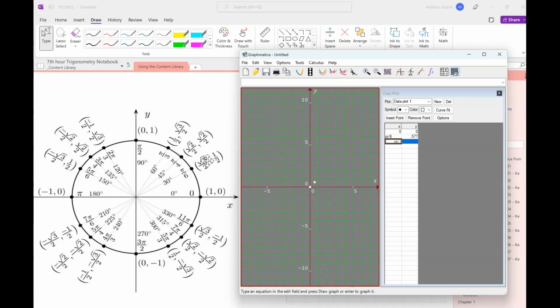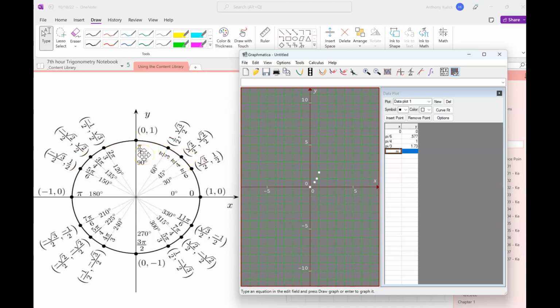Then we have pi over 4. And then we have root 2 over 2 divided by root 2 over 2. Well, that's just 1. Then we have pi over 3. And we have root 3 over 2 divided by 1/2, which is 1.73 as the decimal approximation of that.